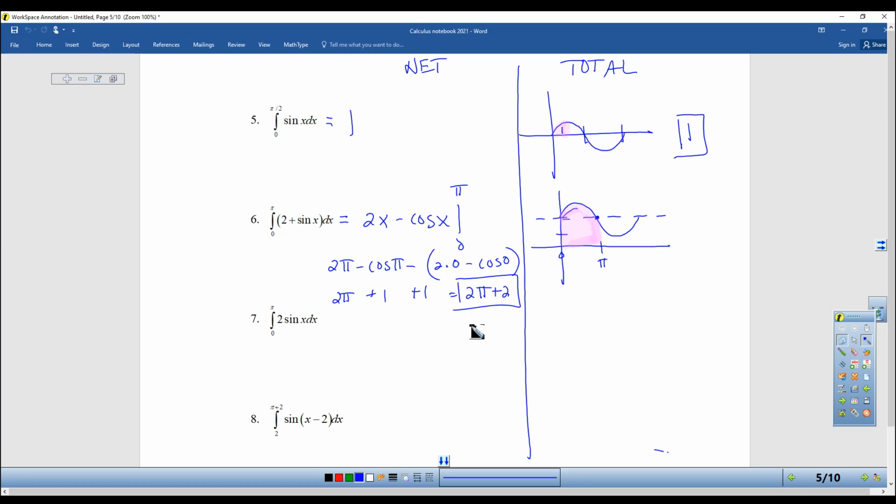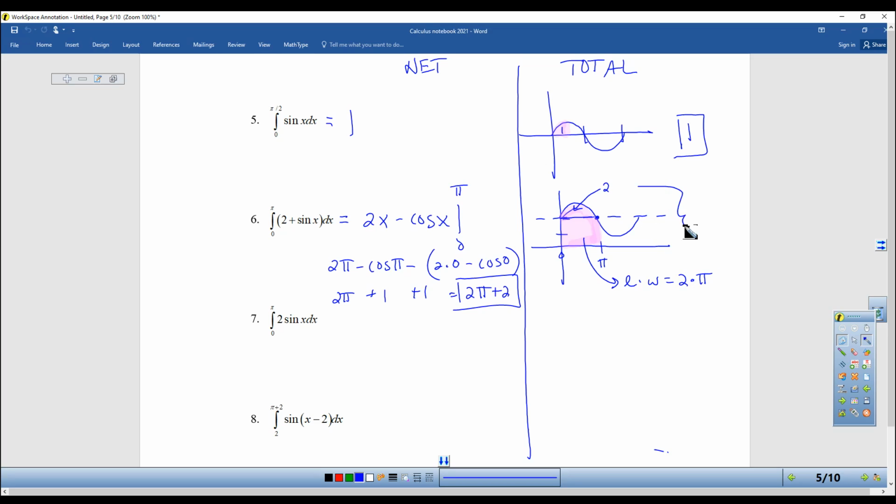How could you have done that graphically? Well, we know that this little region has an area of 2. And since this is a rectangle, I can do length times width, which is 2 times pi.